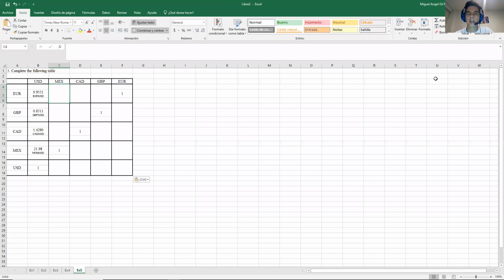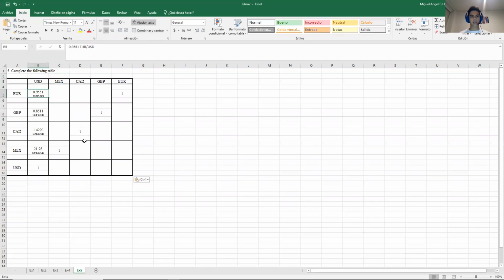Hello again. So here we are with exercise number 5 from activity and homework 10. In here we have the table that we did for cross rates. I think this was one of the first things that we learned in the semester, maybe from the first class, back when we didn't have the virus thing. So let's solve this. It's super easy, remember? And with Excel it should be even easier.